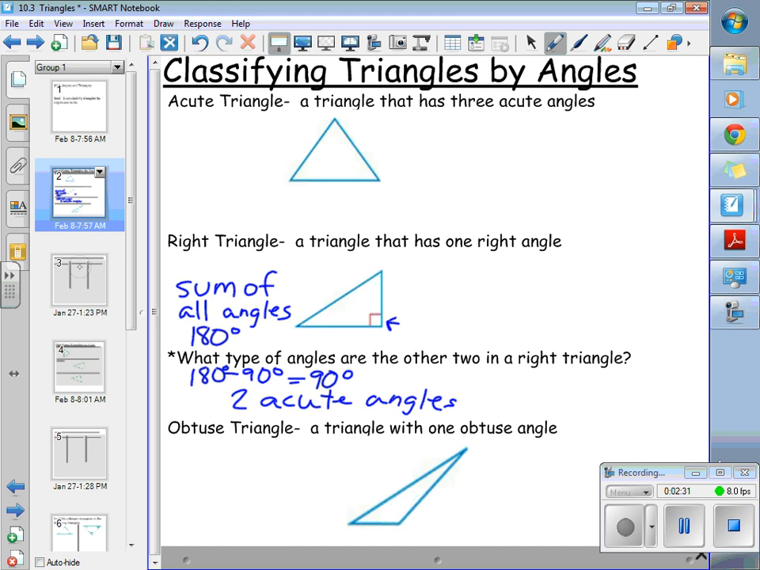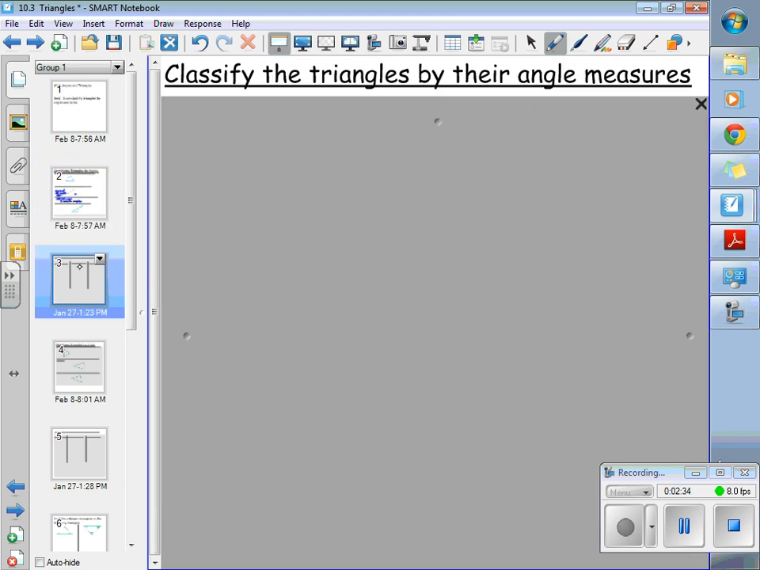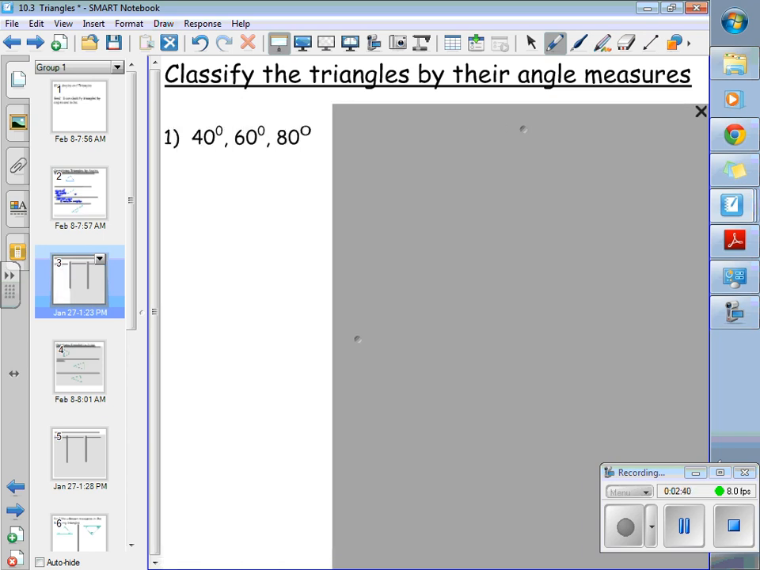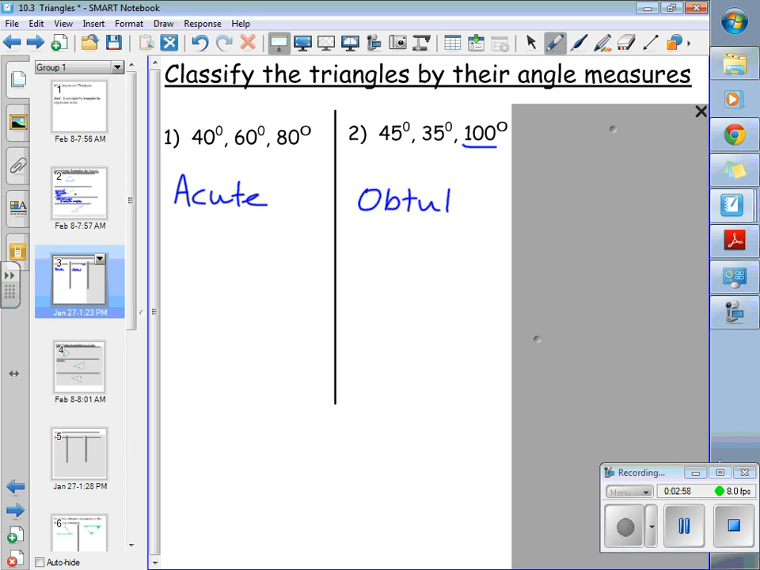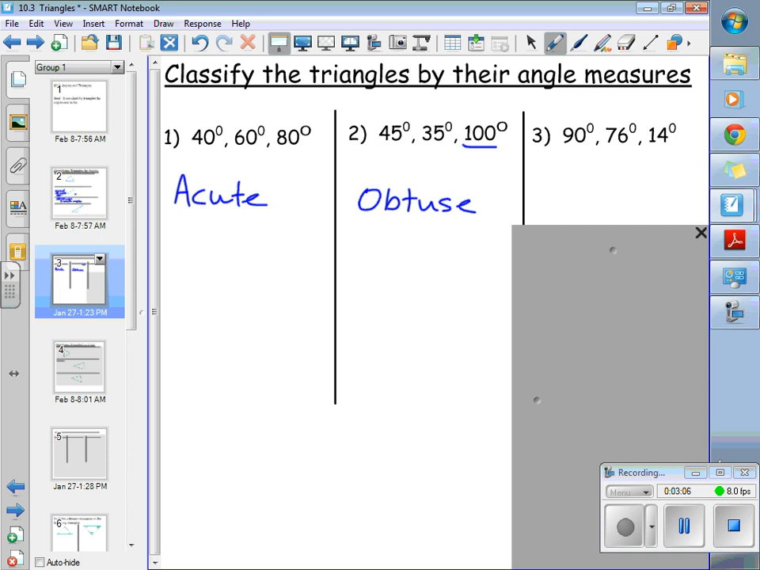Okay, moving on to the slide I wanted to jump to a minute ago. We classify the triangles by their angle measures. So if we have a 40, a 60, and an 80, this is an acute triangle. 45, 35, 100. This 100 is obtuse, making the full thing obtuse, except I can't write today. Okay, and last we have a 90, 76, and 14. This 90 makes it a right triangle.